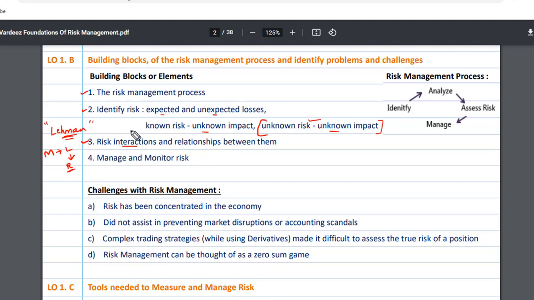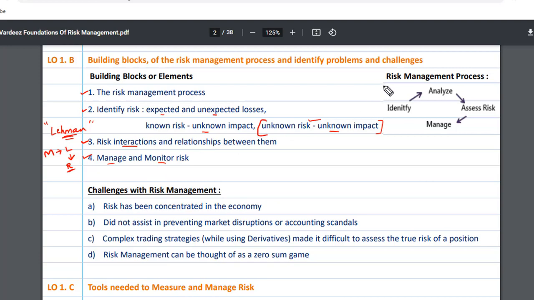Okay, so it's important that we understand this building block, the risk interactions or correlation among these different risk factors. The fourth building block is to manage and monitor risk. You manage by choosing to avoid the risk, to retain the risk, or to transfer it to someone else. Monitor means you look at the risk strategies that you've applied and adjust if necessary.